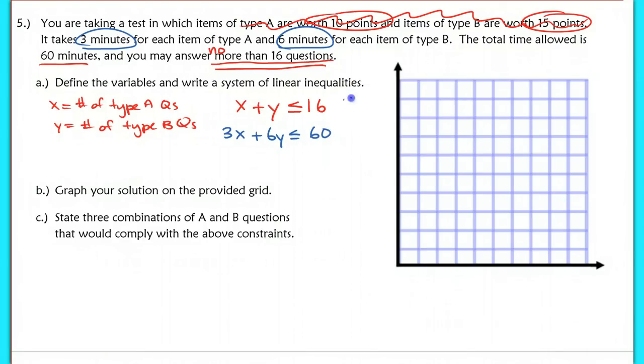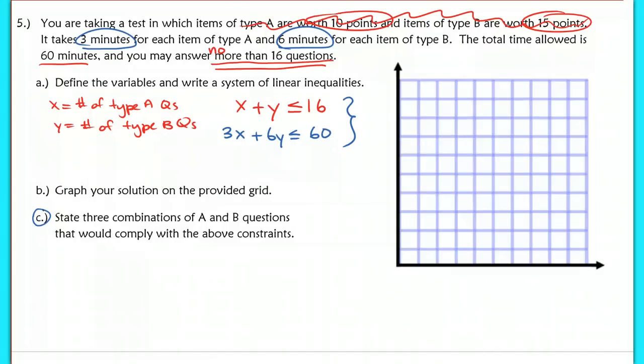Okay, that's the system here that I'm going to use, and I'm going to graph this on the grid that's provided, and then I'm going to state the combinations of A and B that would comply with the above constraints. So basically this last part here is very similar to what we did on the front page, where we decided whether or not something was a solution to the system.